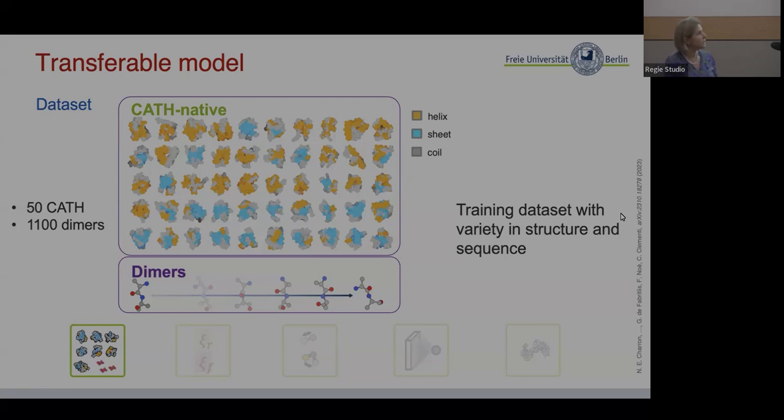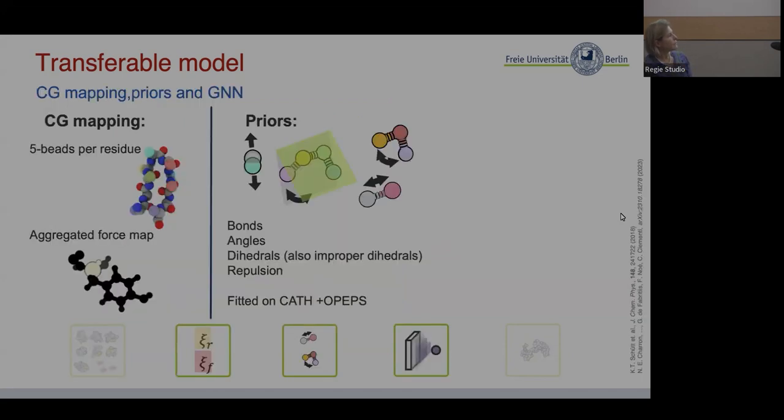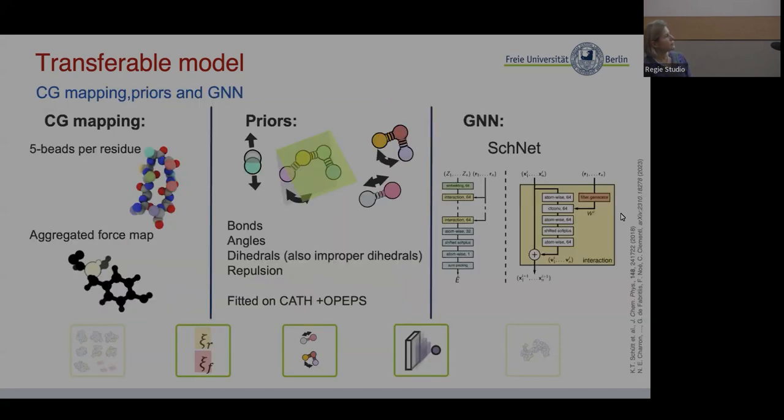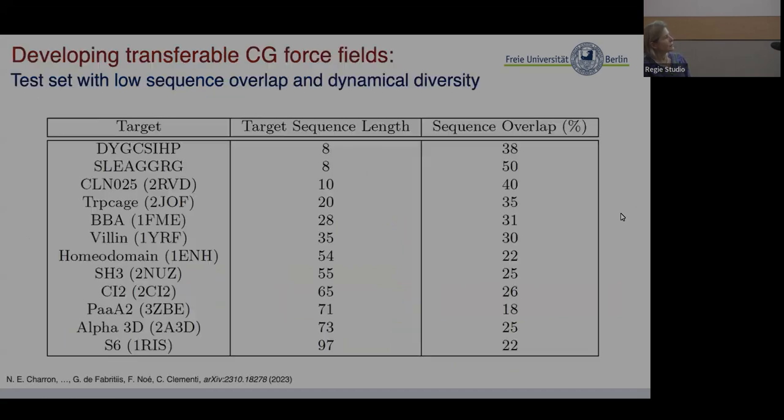They're mostly around 50, but we picked them to be as diverse as possible in terms of sequence and secondary structure composition. And then we have a lot of fragments, dimers, at different distances from each other. The projection and the priors were already mentioned, and the neural network is mostly the same. Let me show you the validation. These are proteins that were not in the data set. So these are extrapolations. These are predictions of the model. They have very little sequence overlap with the data set.